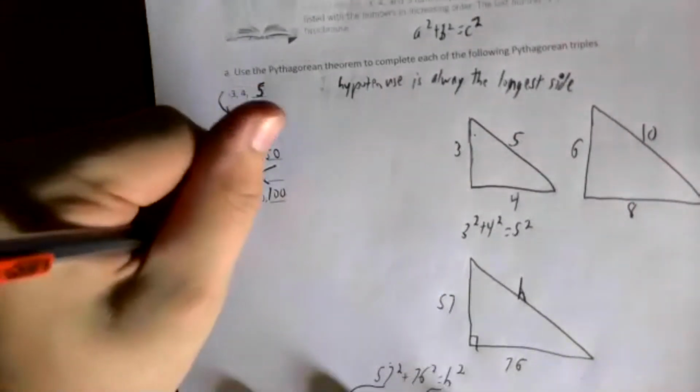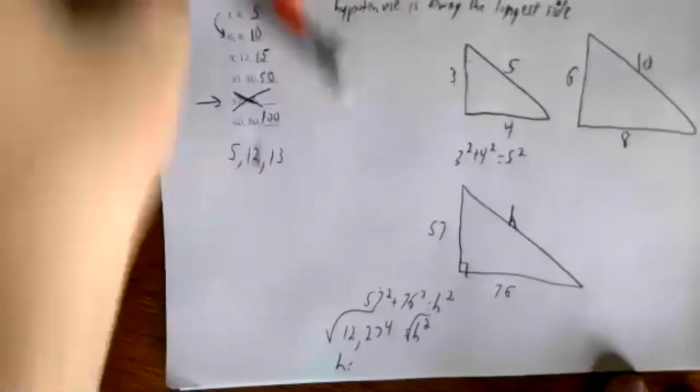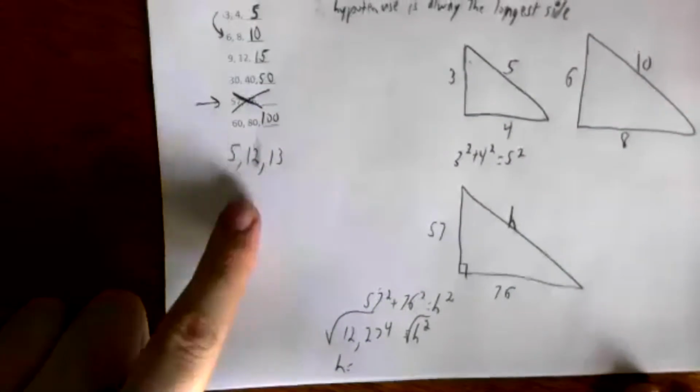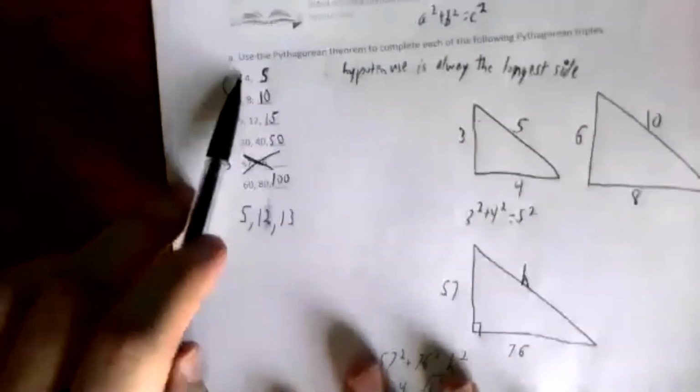I know that one of them is 5, 12, 13. That's another example of a triple. You might see that come up in your homework, so it's probably good to write it down. So 5, 12, 13 is also a whole number, or a Pythagorean triple. But it doesn't follow the rules of what we were just doing. So it's not in the same ratio of this 3, 4, 5 triangle.